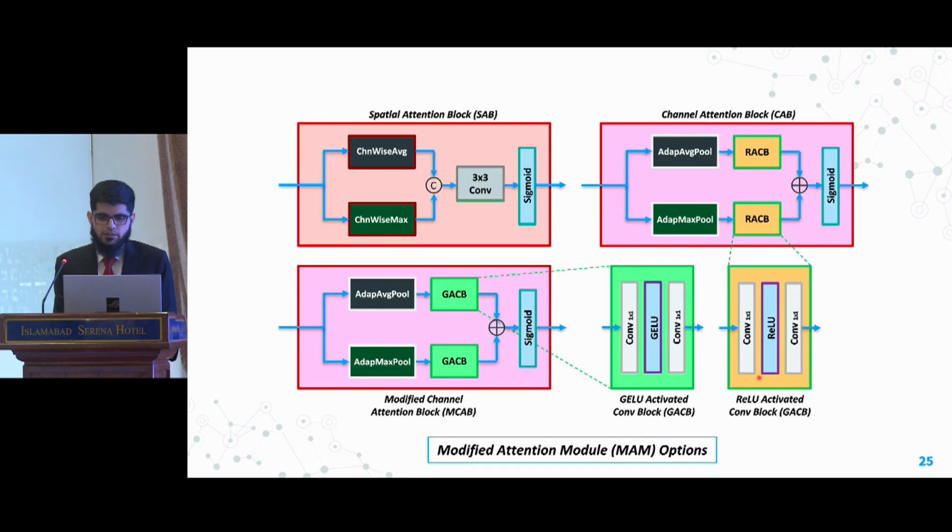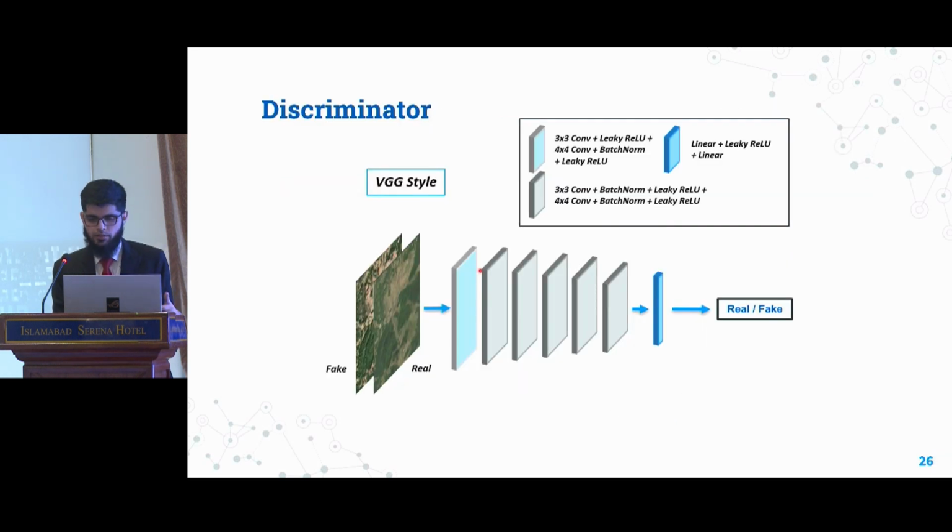So the modified attention module can be either a spatial attention block, channel attention block, or modified channel attention block, or any combination of these, or one of these attention blocks. I'll discuss the combinations in the upcoming slides. The discriminator is basically VGG style. Here again the output generated by the generator is passed along with the ground truth, so it basically distinguishes whether it's real or fake.